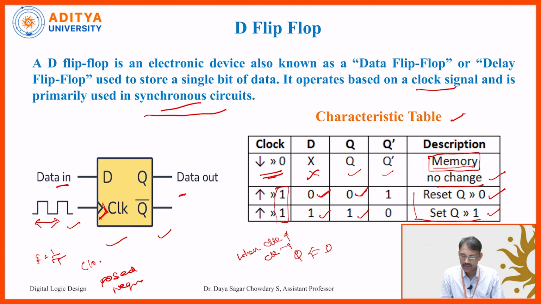the same outputs, that is the reset condition and set condition, we are taking. That is why this is mentioned in this particular column. So this is the characteristic table for the D flip flop. Whatever D is, if the clock signal is high, Q is equal to D.